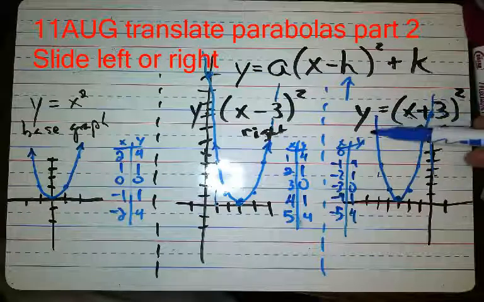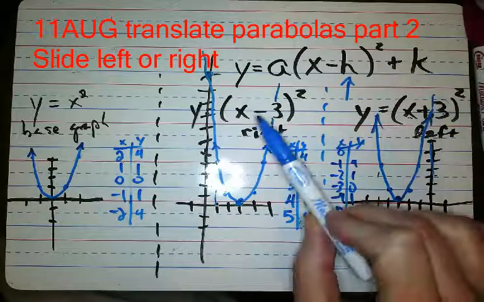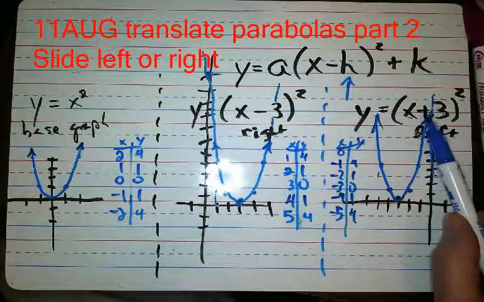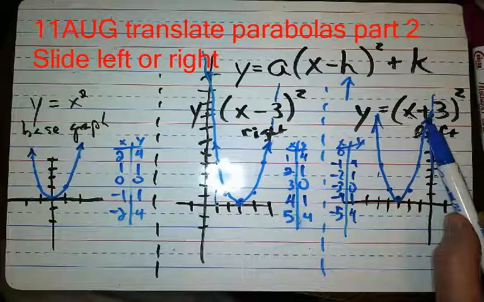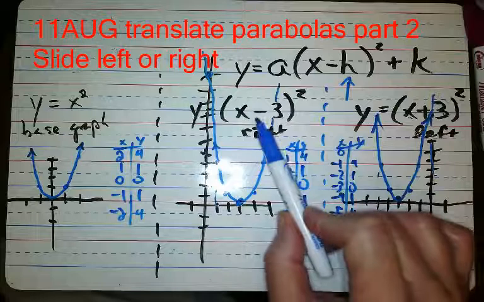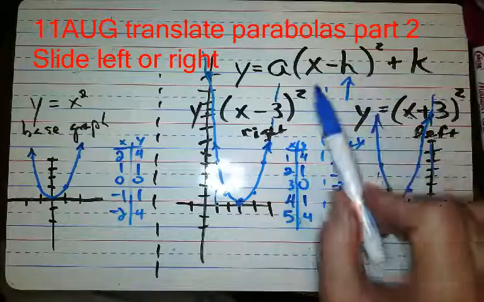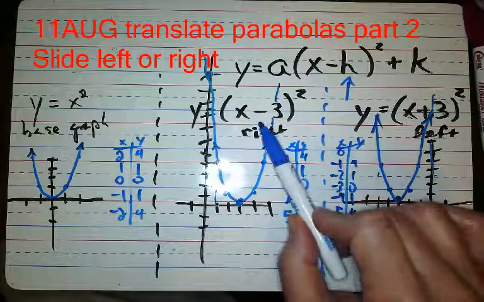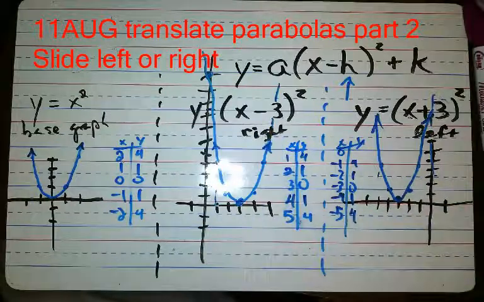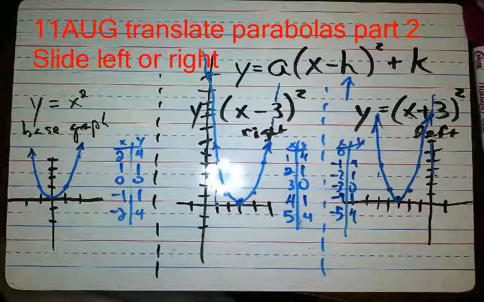So, whenever you add something inside the parentheses, it moves to the left, and when you subtract something inside the parentheses, it moves to the right. That's the end of part 2.